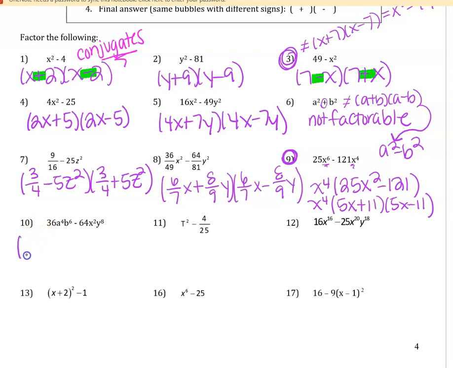Okay, if I look at 10, I can take the square root. Well, actually, let's do this. I can factor out a 2 from each of those, right? I think that's the biggest perfect square.